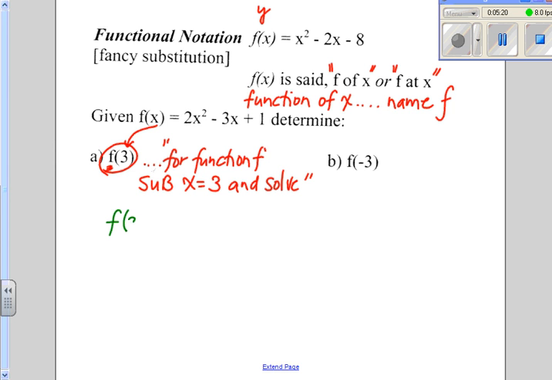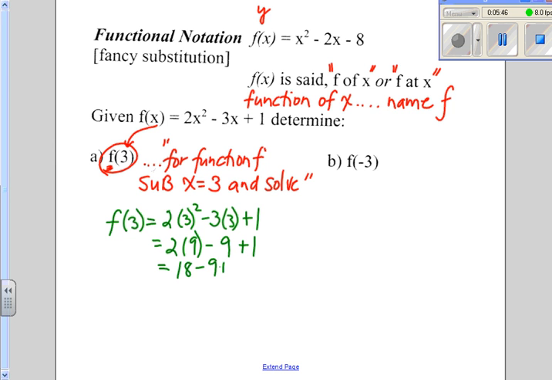F at 3 equals, I put a 3 wherever an x is, 2, 3 squared. Take away 3 times 3 again, plus 1. So I am determining that value equals 2 times. Order of operation says we do our exponent first, so I have a 9. Take away, I can do that one, plus 1. 18, take away 9, plus 1 is 10. F at 3 is equal to 10.